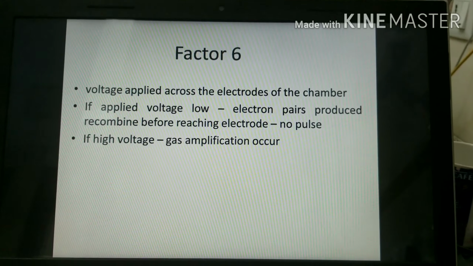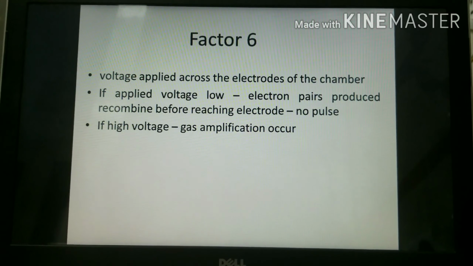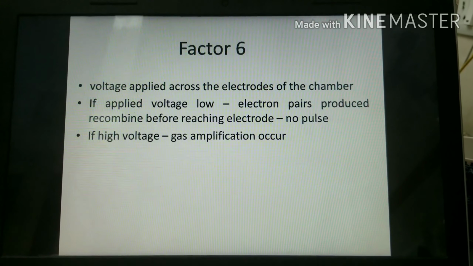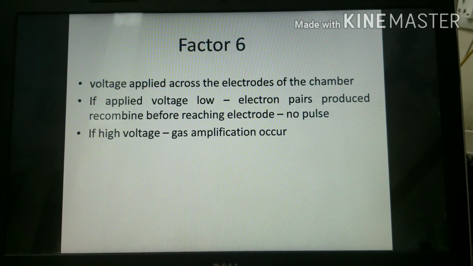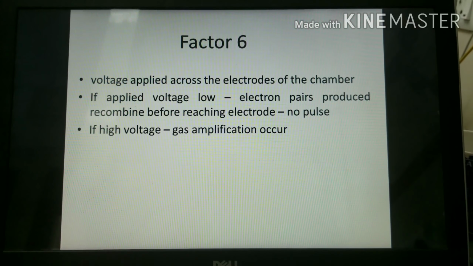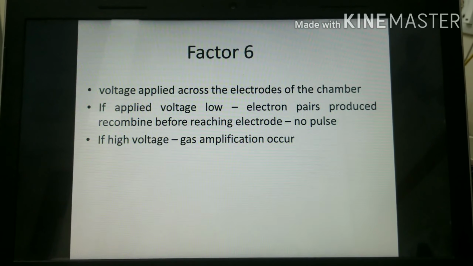The 6th factor is the voltage across the electrodes of the chamber. If the applied voltage is low, then the ion pairs that are produced will start recombining before reaching the electrode. So we will not get any pulse. If high voltage is applied, then gas amplification will occur.